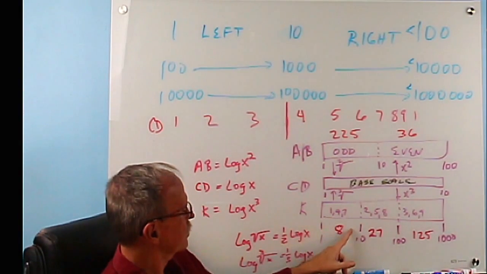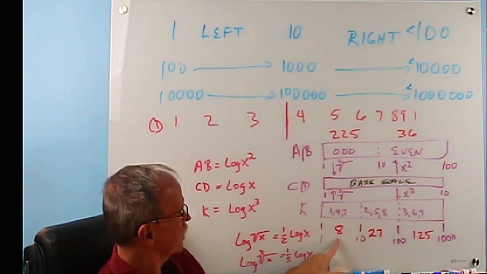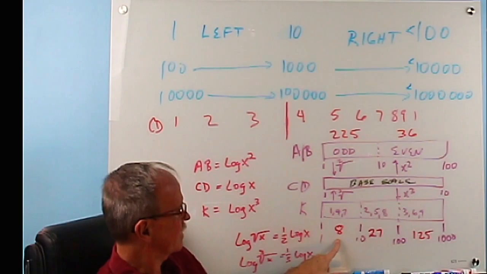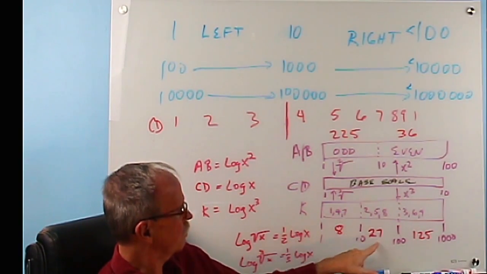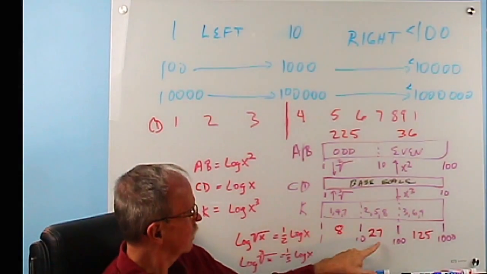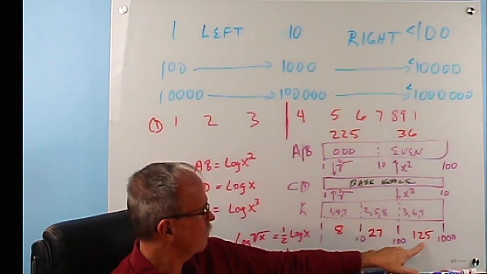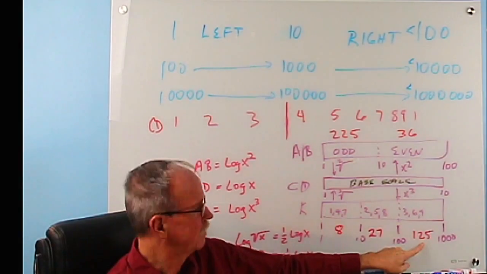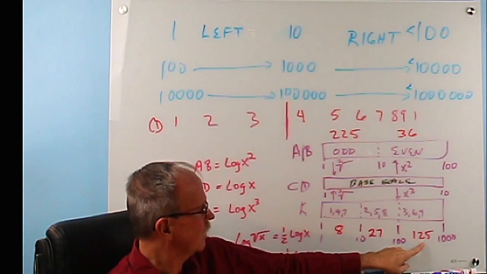Something similar occurs down here with the cubes. For example, if you had 8, that's a single digit. You'd read it here. 27, that's the cube of 3. That would be here. 125 is 3 digits. That's the cube of 5, and that would be here.